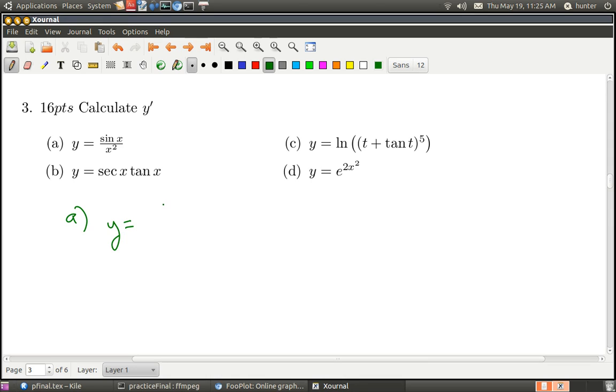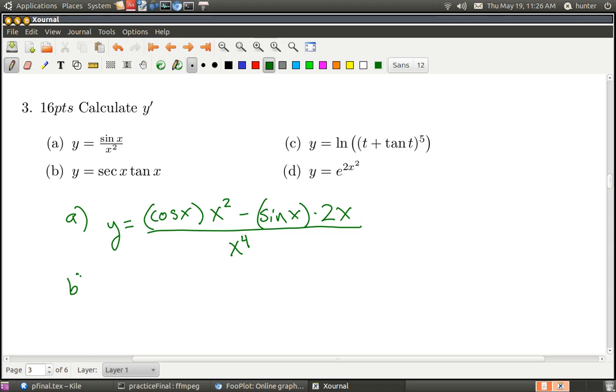So what's the quotient rule? You should know it by now. Look it up. It is going to give us cosine x, derivative of the top part, and the bottom part stays the same, minus, now the top stays the same, sine x, and we take the derivative of the bottom part, which is 2x, and so it's g squared, the bottom squared, right? And so this is A, very easy.